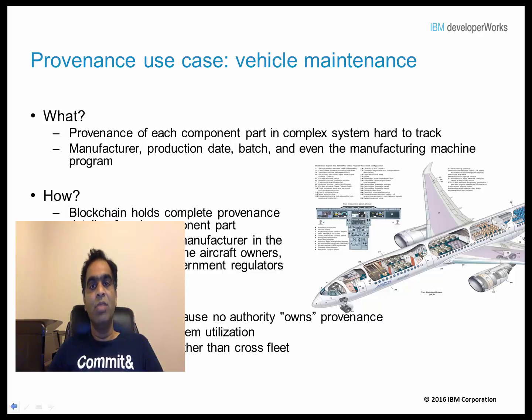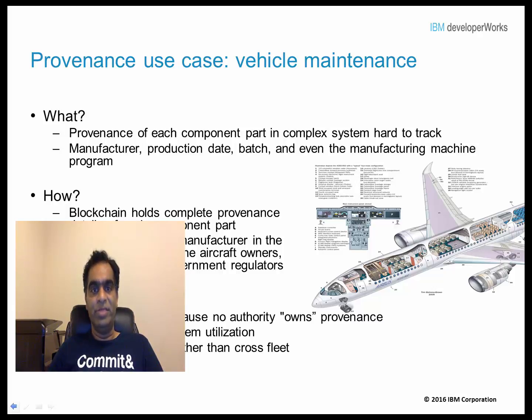How does blockchain address or provide a solution for this use case? Blockchain holds complete provenance details of each component part that can be accessible by every manufacturer in the production process, that is, aircraft owners, maintainers, and government regulators.